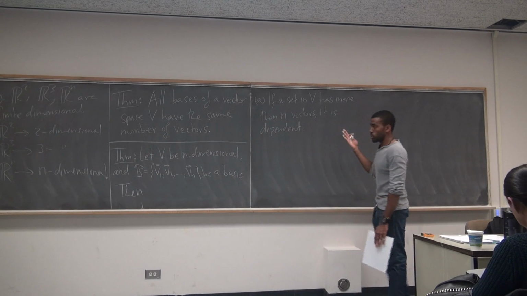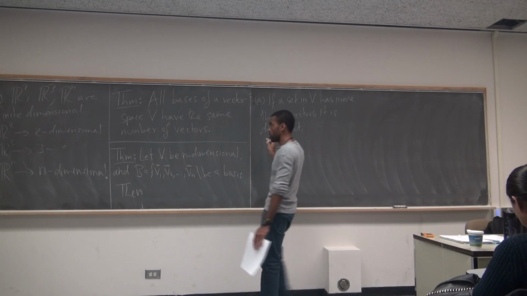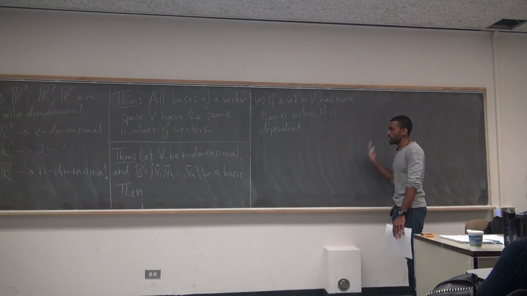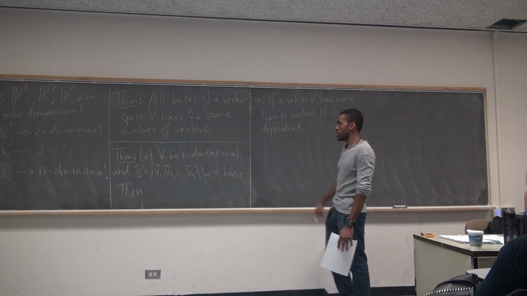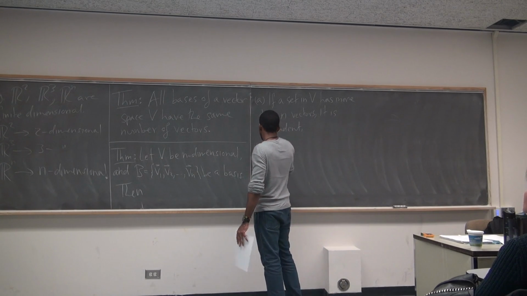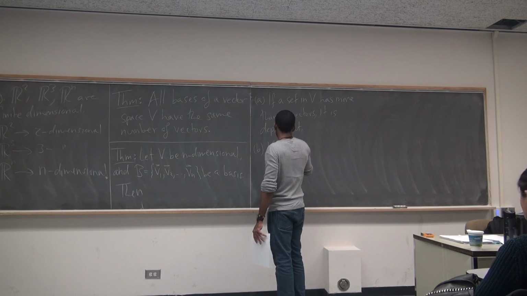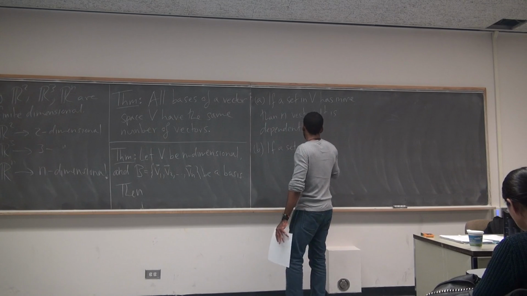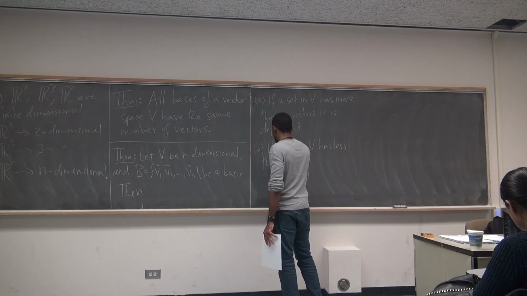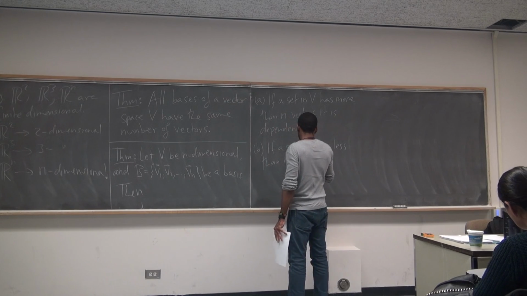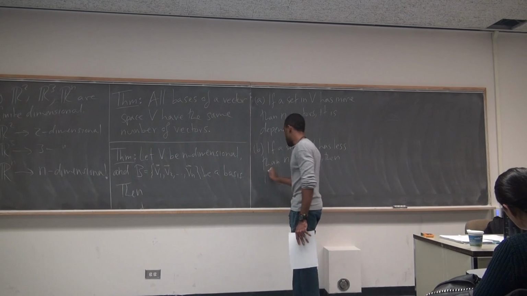So this was what one of the students used in the last homework in 4.3 to say that in P3, if you take more than 4 polynomials, you get a dependent set. It's basically using this theorem. And B: if a set in V has less than n vectors, then it does not span V.